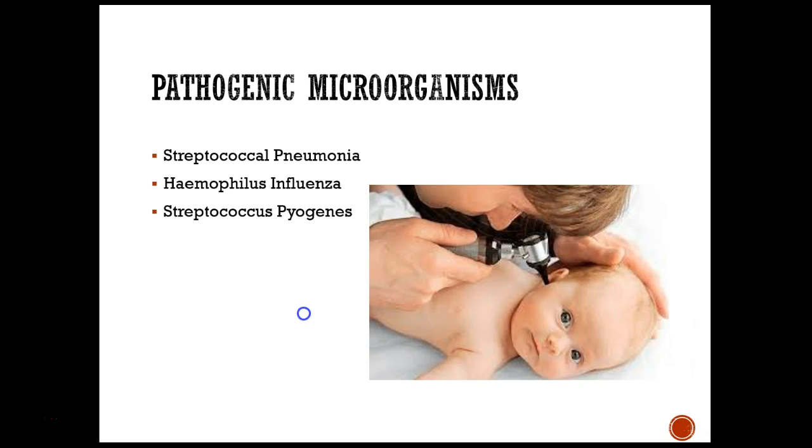So what might cause these types of infections? Streptococcus pneumoniae is one, Haemophilus influenzae, and Streptococcus pyogenes is another pathogenic organism that you might find with your acute otitis media.